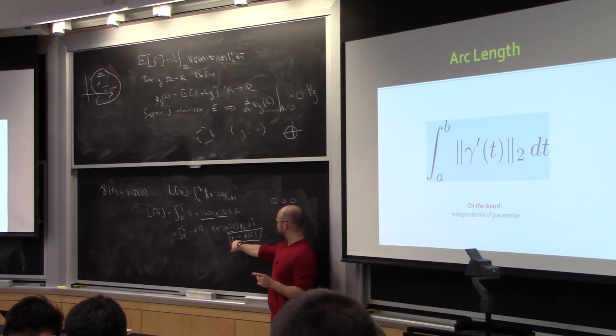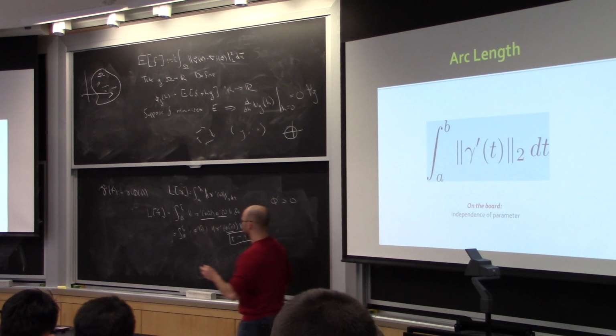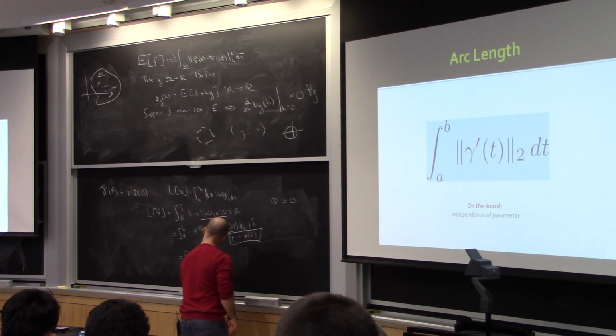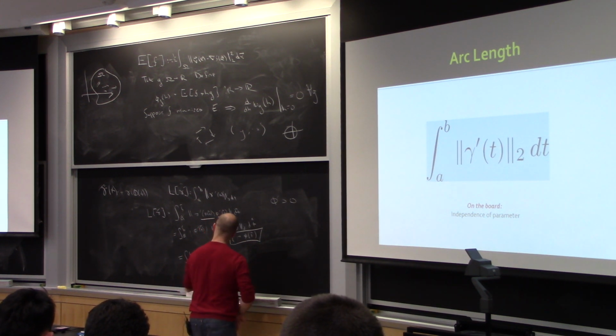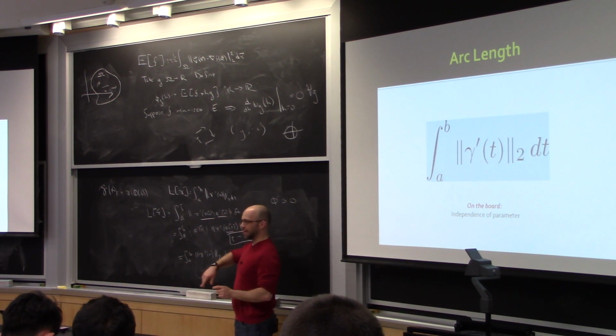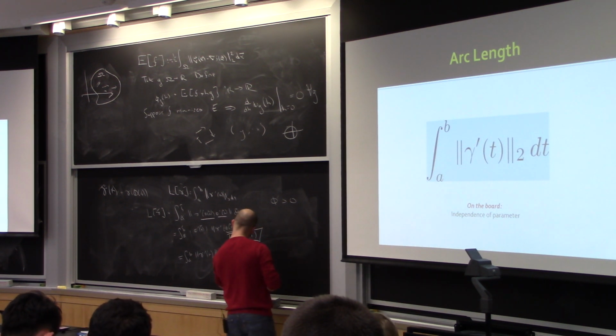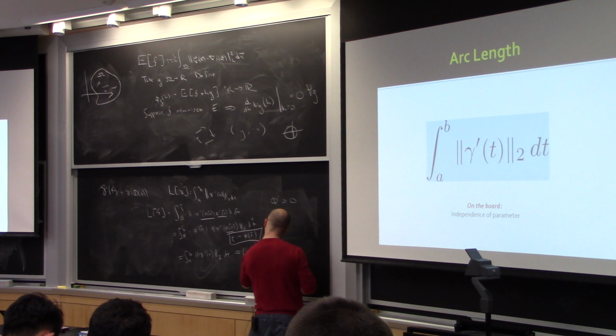So remember that dt equals now phi prime dt tilde, yeah? So in other words, this is the integral from a to b, the norm of gamma prime of t, where a and b are chosen to be the right values. Okay? And of course, this thing is the length of gamma.